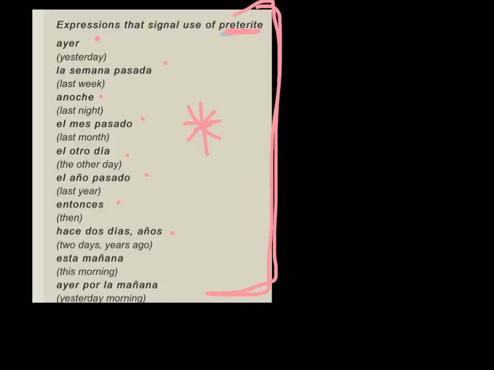And with this kind of phrase, hace means ago. So you can put whatever time phrase that you want afterwards. So hace 3 minutos would be 3 minutes ago. Hace 4 años would be 4 years ago. Hace 2 días would be 2 days ago. Also, esta mañana, ayer por la mañana. And again, these are just examples of the kinds of words that are really specific about the time frame, so they indicate the use of preterite.